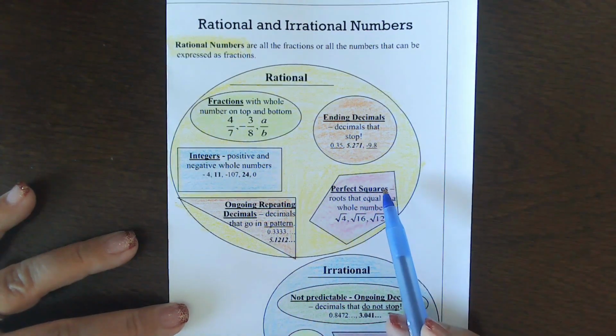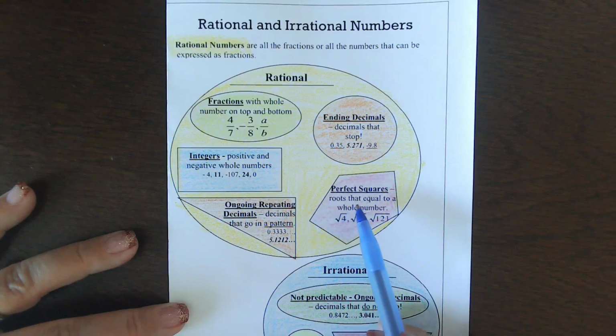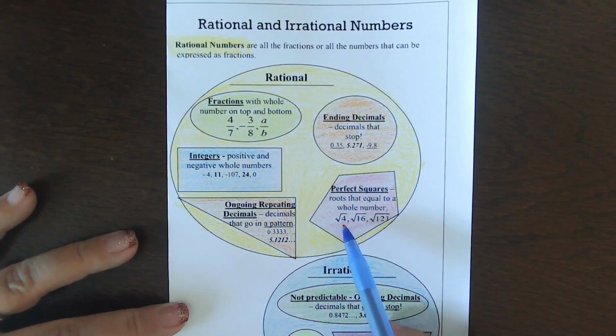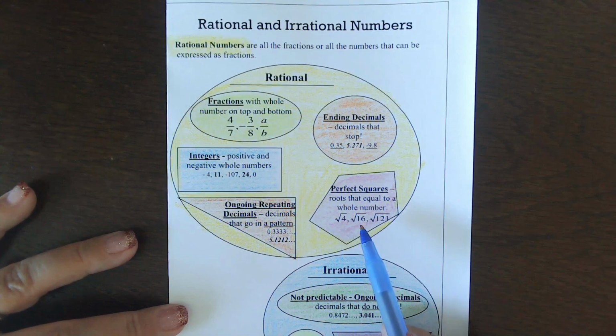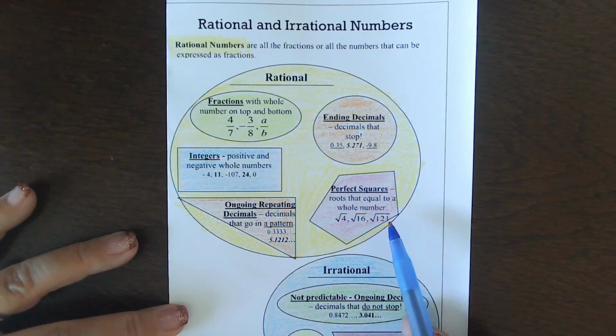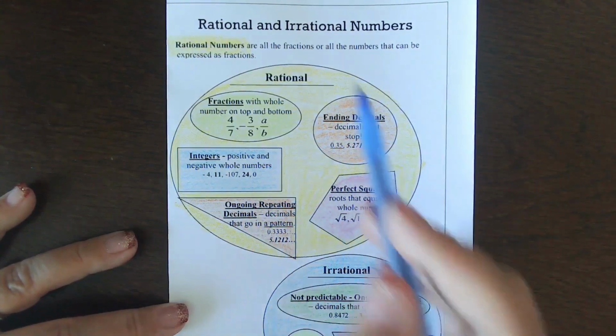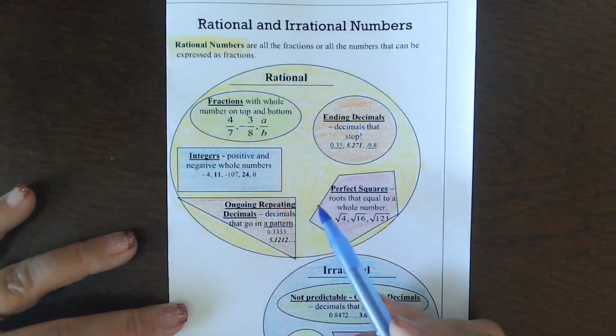Perfect squares are the square roots that have the answer whole number. Like square root of 4, if I simplify, that's 2. 2 times 2 is 4. Square root of 16 is perfectly fine. That's 4. Square root of 121, that would be 11. So perfect squares are essentially whole numbers, and they are in the rational category.